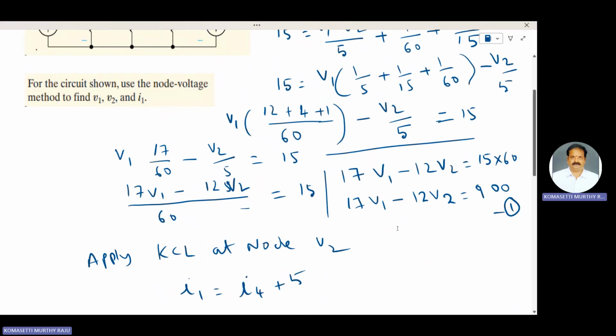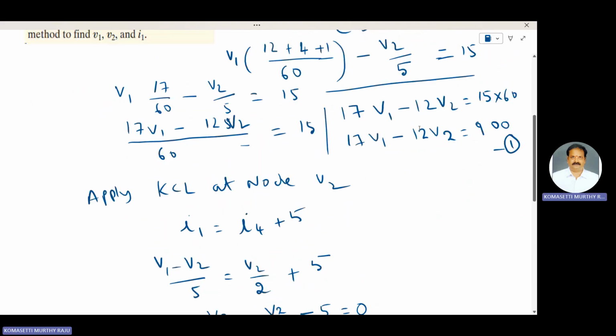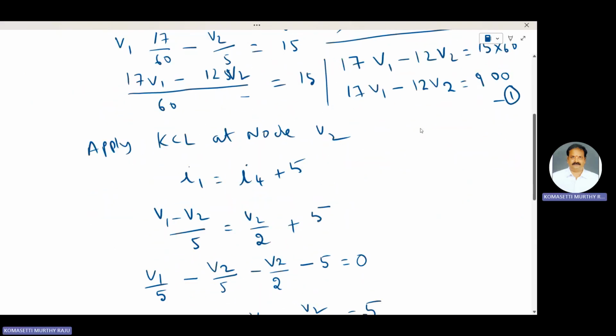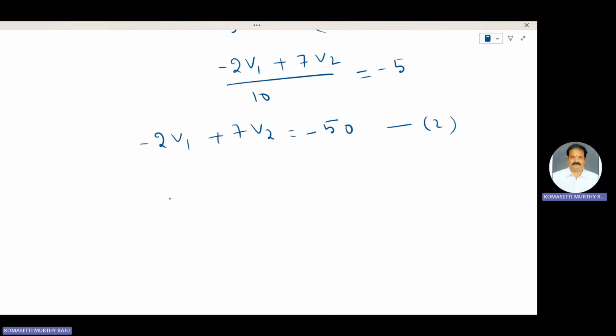Equation 1 is 17 V1 minus 12 V2 is equal to 900. Now solve equation 1 and 2.